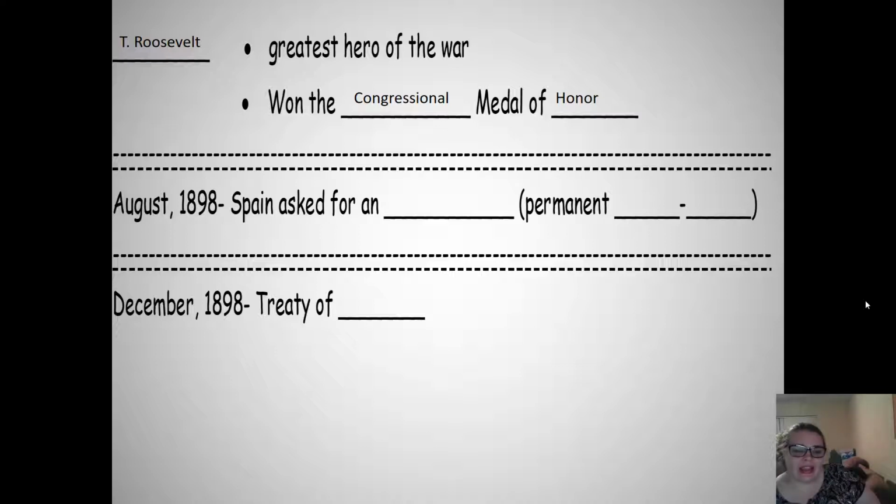August 1898, Spain asked for an armistice. An armistice is not a surrender. An armistice is a permanent ceasefire. Okay, it's an agreement to stop the shooting while you work out a treaty. And they do. By the end of that year, you have the Treaty of Paris. Okay, this is one of about 5,000 treaties of Paris you'll have to know in my class this year. We talked about this before.